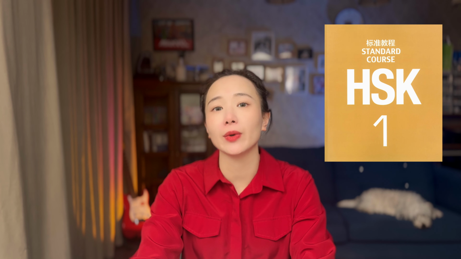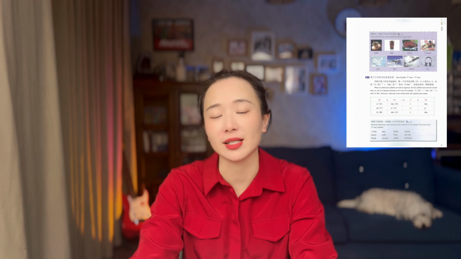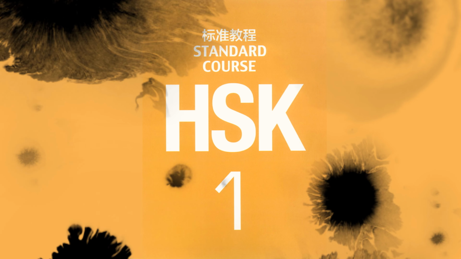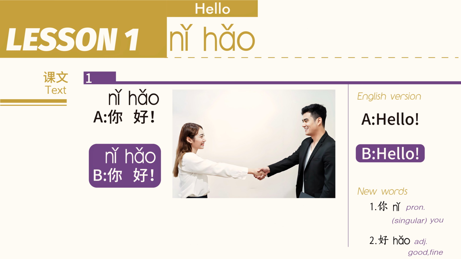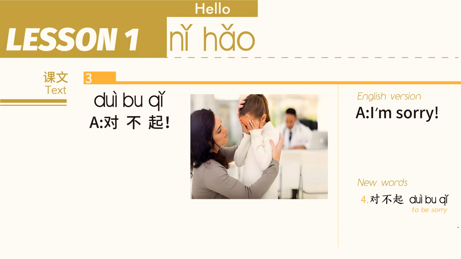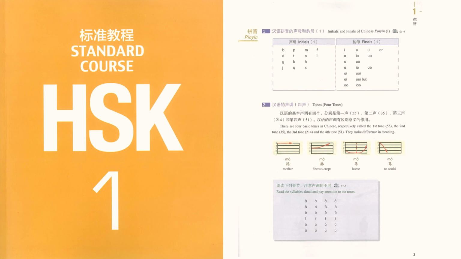We are continuing with HSK1 lesson, and today we are diving into the second and final part of this lesson. Standard course HSK1. Let's start by reviewing the part 1 of the lesson 1. Last time, we learned how to say 你好, 您好, 对不起, and 没关系. Now, turn the page. We are moving on to pinyin.